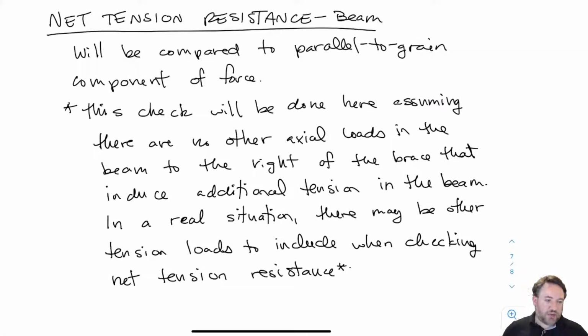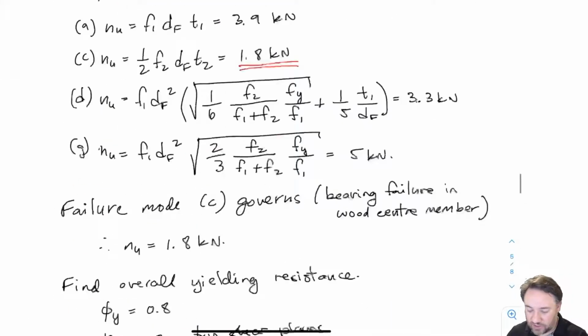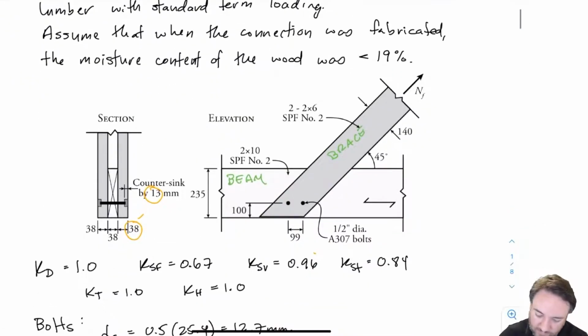Okay, so I've put a big note here, just big asterisks. So we're checking net tension, okay, but I'm basically assuming that all of the tension in the beam is being caused by the brace and there's no other tension. So if I look back here, I have this load which causes a tension in the beam, right? Which means there must be some reaction over here.